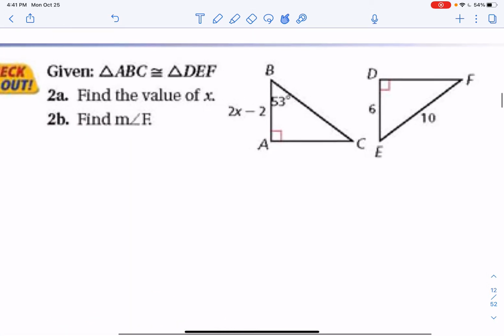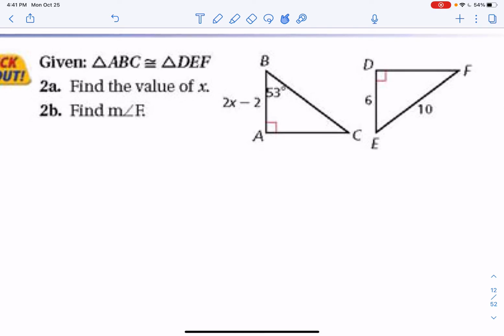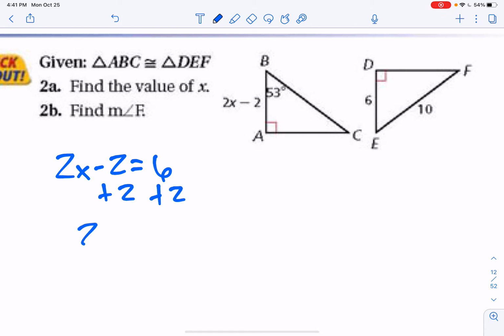Now, here's what it looks like when we're given expressions. So for example here, if it says find the value of x, well, x is for this side, so I need to know what AB is. Well, AB is congruent to DE. So what's DE? DE is 6. Therefore, I know 2x minus 2 must be 6. So I just write that. 2x minus 2 equals 6. Add 2 to both sides, I get 2x equals 8, so x equals 4.